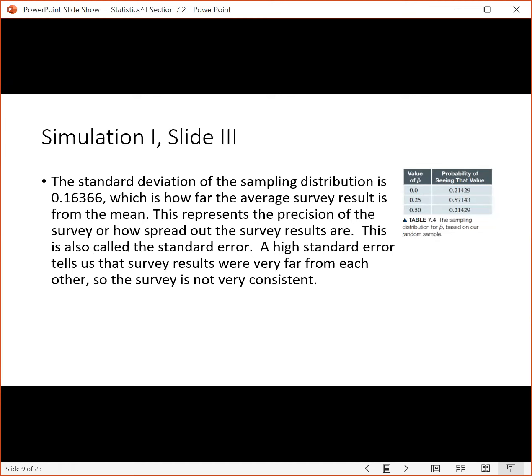The standard deviation of the sampling distribution in this case is 0.16366. So again, I'm using a proportion there. If you were to write that as a percent, it would be 16.4%. That's how far the average survey result is from the mean. So that's a standard deviation, just like all the standard deviations we've done throughout the semester. So this represents the precision of the survey, or how spread out the survey results are.